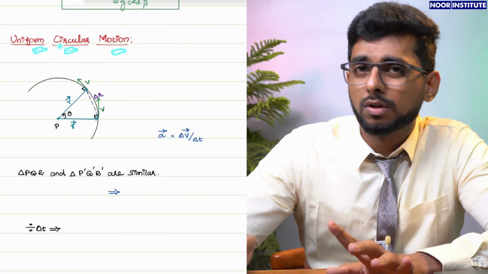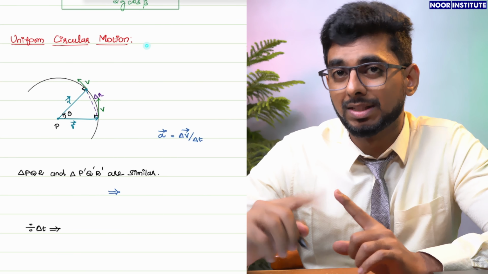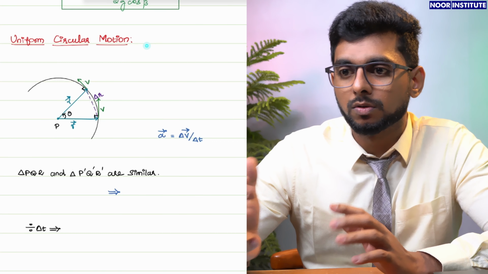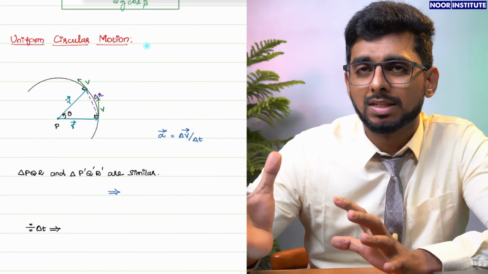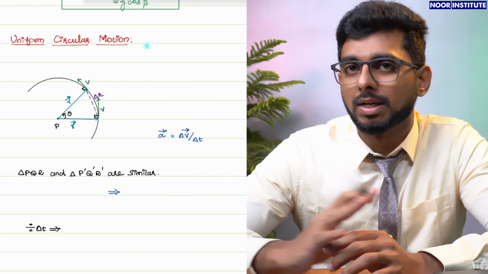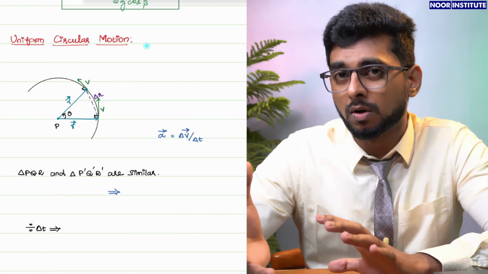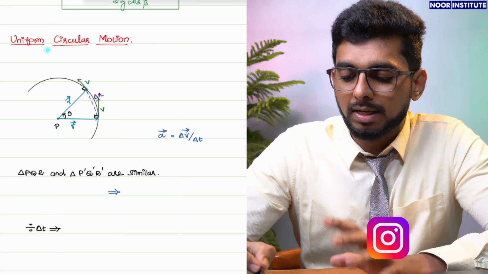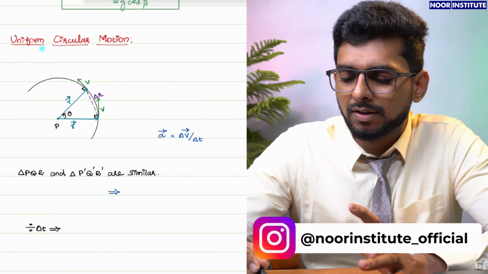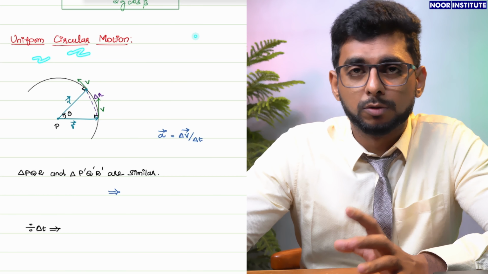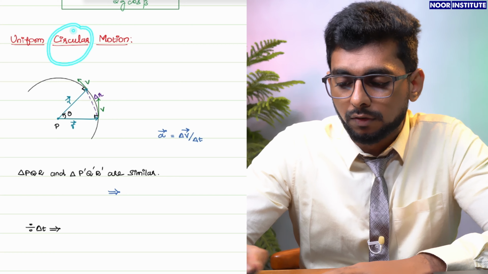If it was non-uniform circular motion, then the speed is also changing. The speed might be increasing from 5 to 6, 7, 8, or else the speed might be decreasing. Whatever it is, that is non-uniform circular motion. But here they have given you uniform circular motion. So for this uniform circular motion, what should be the centripetal acceleration that is involved in this motion? That's what we are supposed to find here.